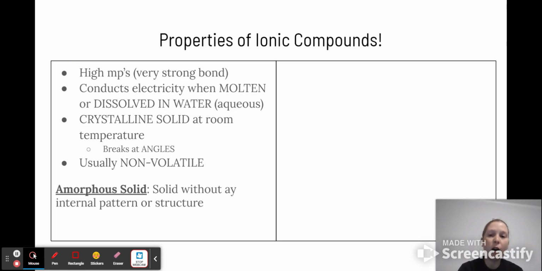And then ionic compounds can also form what are called amorphous solids. And this is a solid that has no internal structure. So we'll see this sometimes with ionics. You'll see it a lot with covalent compounds, organic materials. But they have no internal structure, which means if you break them, they will shatter at whatever shape they want to. Think glass, rubber, things like that. Plastic. That's why plastic water bottles can be all different shapes and sizes, because plastic does not have a rigid structure.